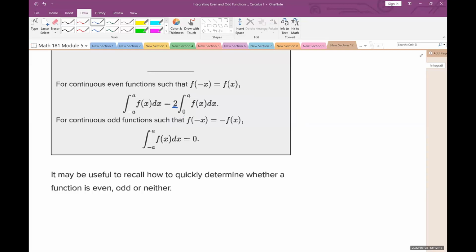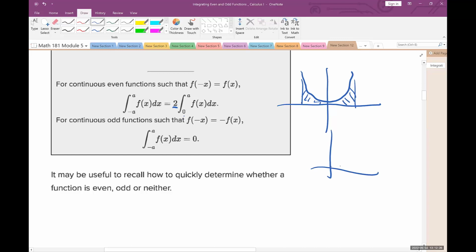What I mean by this is, if you were to do x squared, here's your graph, looking at this area under the curve and this area under the curve, you could just do it from one side and then multiply it by 2.